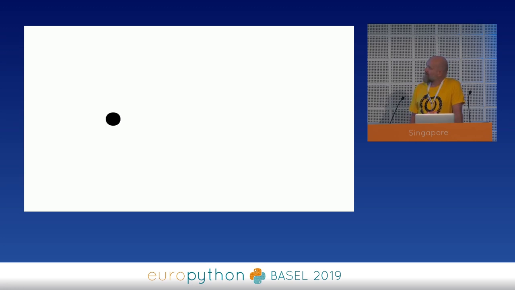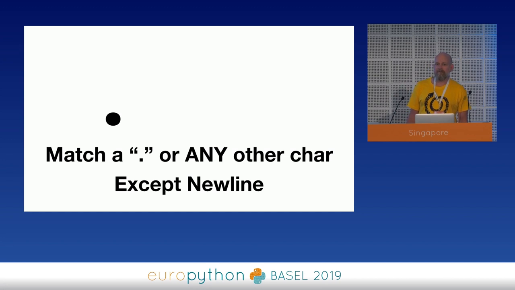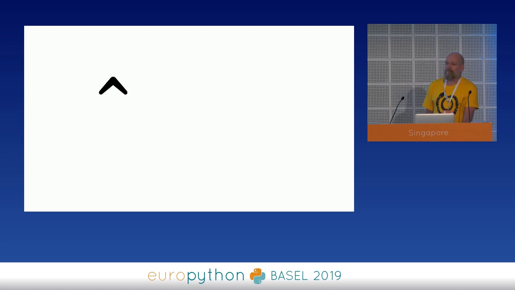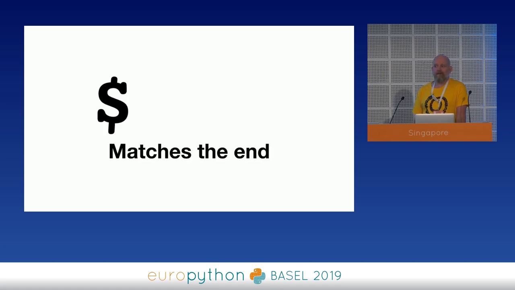Some punctuation. This, for instance, is not a circle, it's a dot. And the dot matches a dot, so it does exactly what an alphanumeric character does, except that it also matches any other character. So actually, a dot matches any character, except for a newline. Because that's something different. That's when we get to multi-line regexes. Don't think about that right now. We also have the caret. And the caret doesn't even match a character. It matches the start of the string. The dollar does the same thing, but for the end of the string.